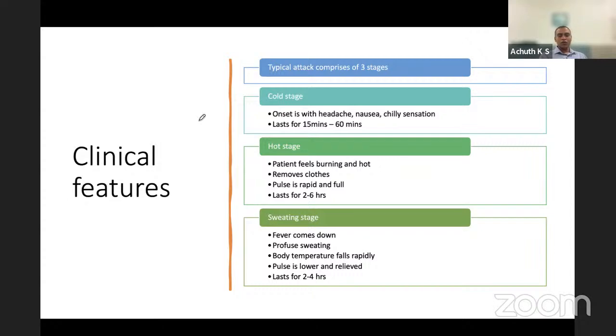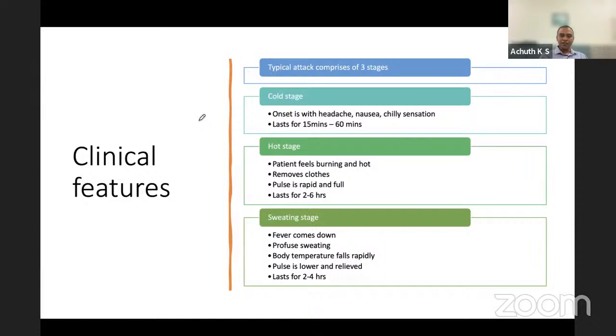But soon there will be a sweating stage. The fever comes down drastically, and there is a profuse sweating. His clothes and bedsheets get watery. Body temperature falls, pulse becomes lower, and he feels relaxed. And this lasts for 2 to 4 hours. So the cold stage, hot stage, and sweating stage are the 3 steps where the malaria infection takes place.